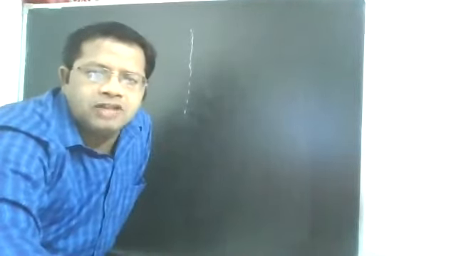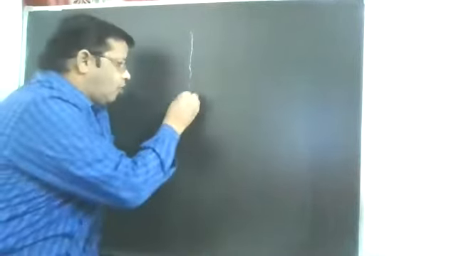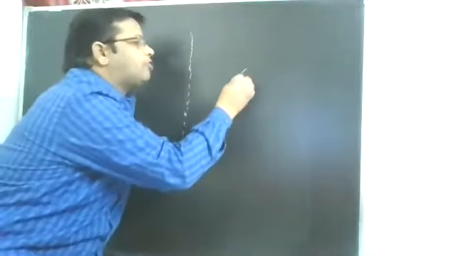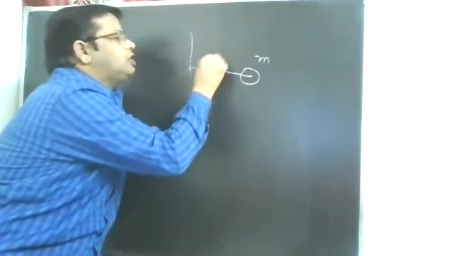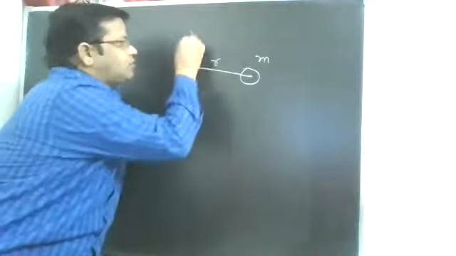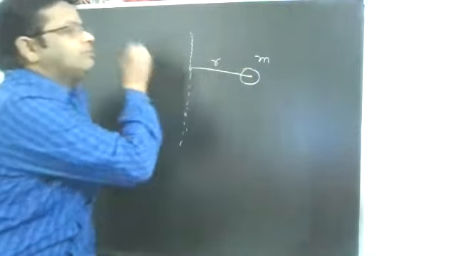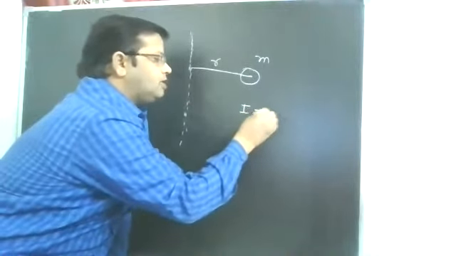The bigger the mass of the body, the greater will be its inertia. It means more force is required. Now, moment of inertia is the product of the mass of the body and the square of the perpendicular distance from the axis. If this mass m is rotating around this axis, then the rotational inertia of this body can be written as mr square.